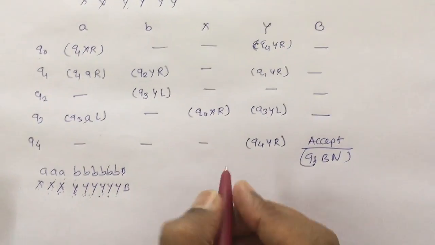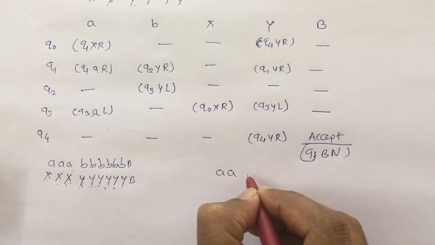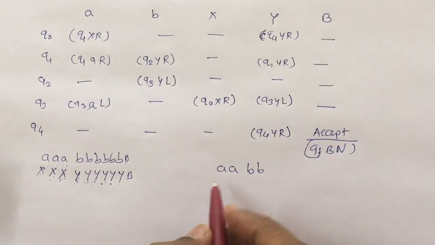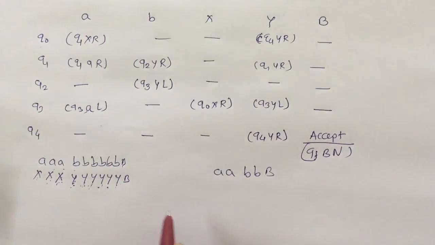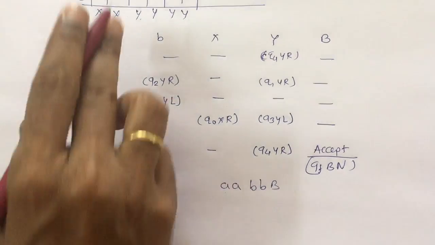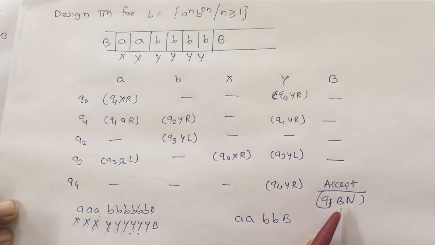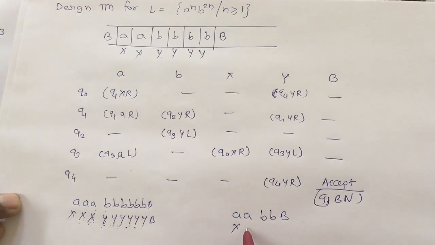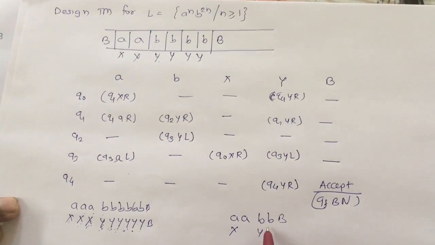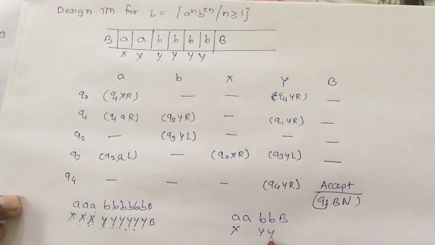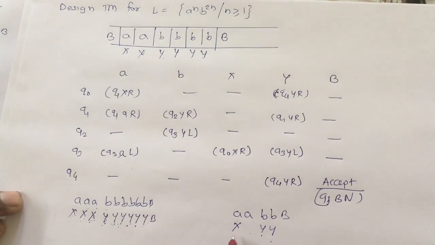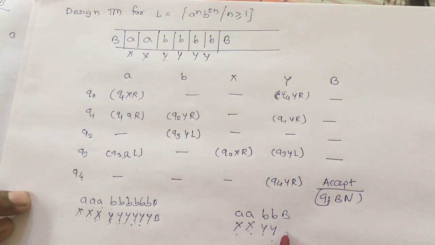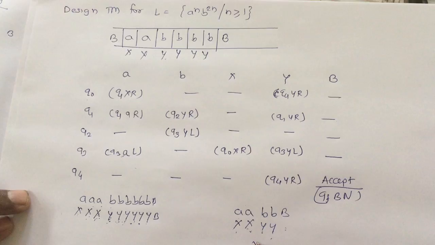Fine. So let us take a wrong string, for example AA BB. This ends with a blank. Q0 A, we know that this doesn't fit, so it should not reach the Q4 state at all. Q0 A, Q1 X R, Q1 A R, Q1 B, Q2 Y R, Q2 B, Q3 Y L, Q3 Y L, Q3 A L, Q3 X, Q0 X R, Q0 A, Q1 X R, Q1 Y R, Q1 Y R, and Q1 B. We don't have anything declared here, so this is not accepted.